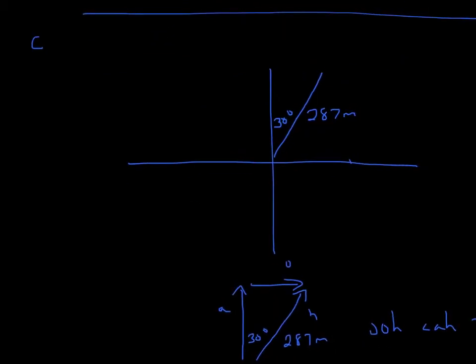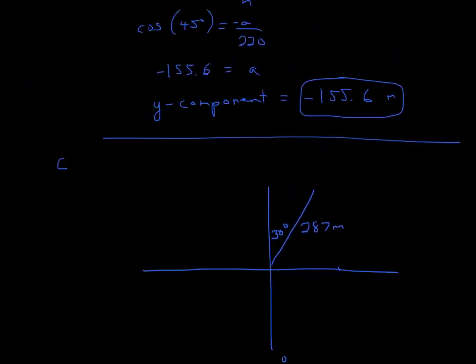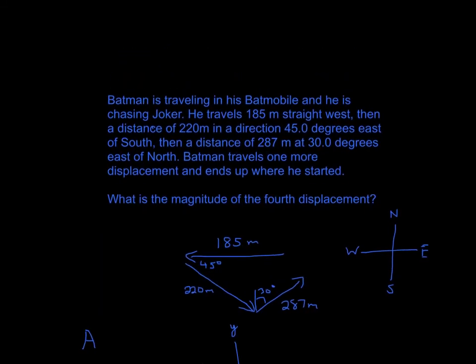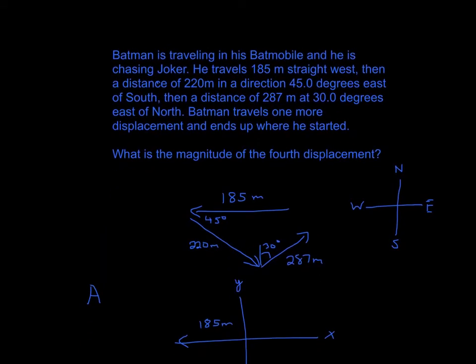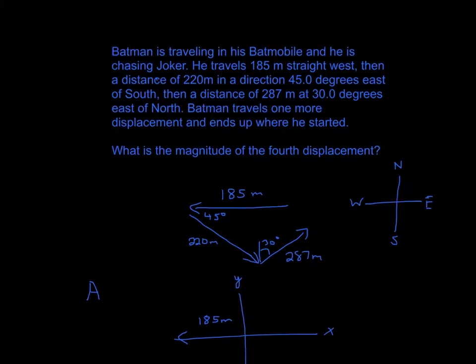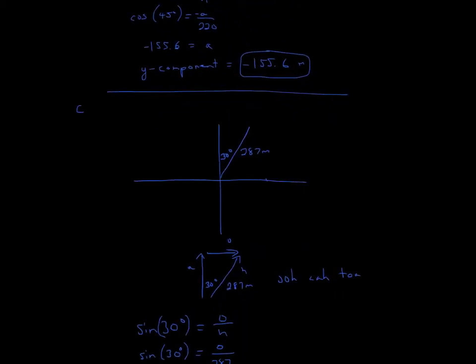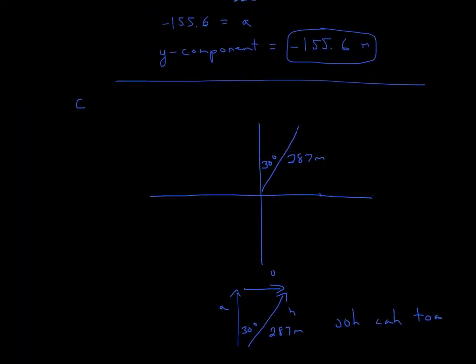Now the final part, it's part C, and then going back up to the question, it says a distance of 287 meters at 30 degrees east of north. So we start at north, and it says east of north. So the vector is going to be here, and we're finding the angle right there. So we go to part C, and here we go.